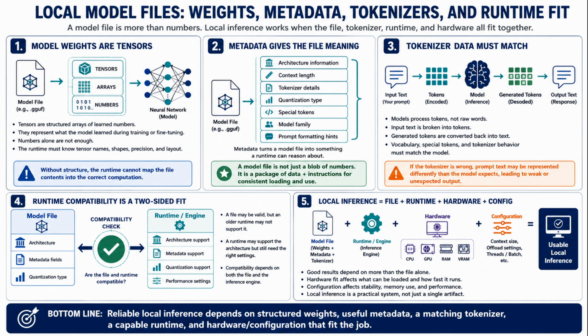Tokenizer data is especially important because models do not process text as raw words. Text is broken into tokens, and generated tokens are converted back into text. The vocabulary, special tokens, and tokenizer behavior need to match what the model expects. If the tokenizer is wrong, prompt text may be represented differently than the model was trained to understand, which can lead to weak or unexpected output.